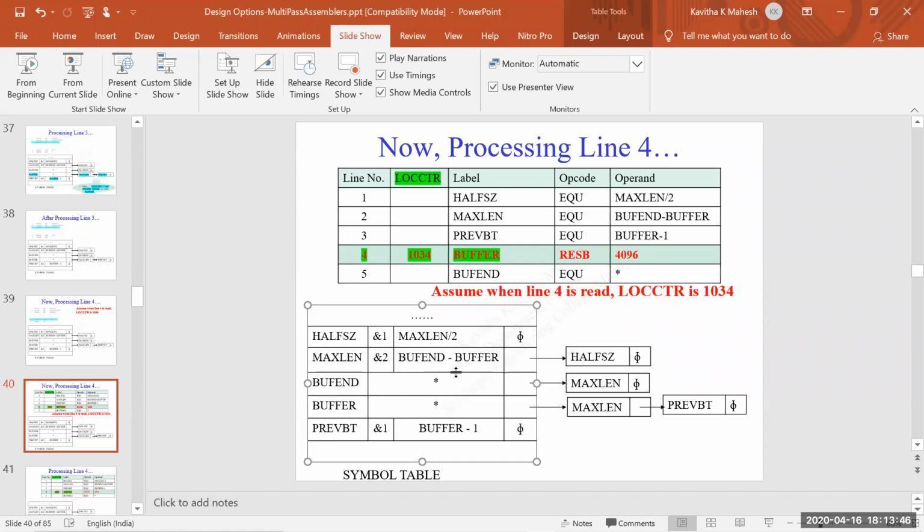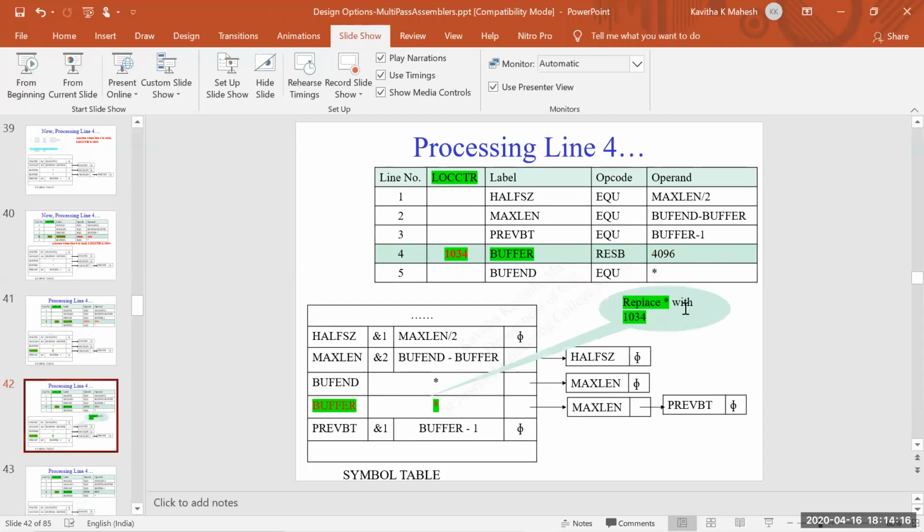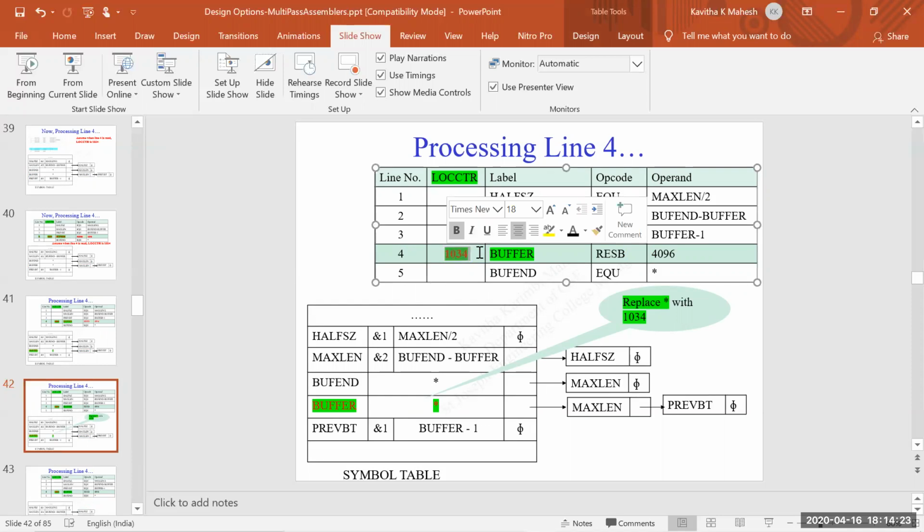So what is the assembler supposed to do now? Since the value for buffer is known, buffer is given the value 1034, the location counter value. So buffer should now be placed in the symbol table with the value 1034. As I mentioned, buffer is already there in the symbol table and it was flagged star. All you need to do now is replace this star with the actual value of buffer, so replace star with 1034. It is given that at the time line 4 is processed, the location counter value is 1034.